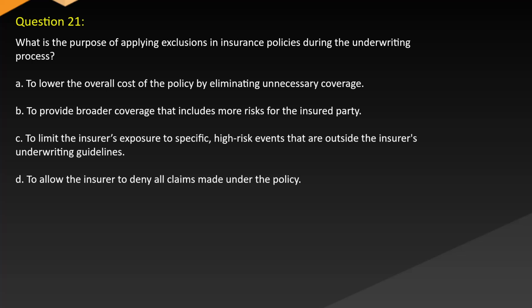Question 21. What is the purpose of applying exclusions in insurance policies during the underwriting process? A. To lower the overall cost of the policy by eliminating unnecessary coverage. B. To provide broader coverage that includes more risks for the insured party. C. To limit the insurer's exposure to specific high-risk events that are outside the insurer's underwriting guidelines. D. To allow the insurer to deny all claims made under the policy.